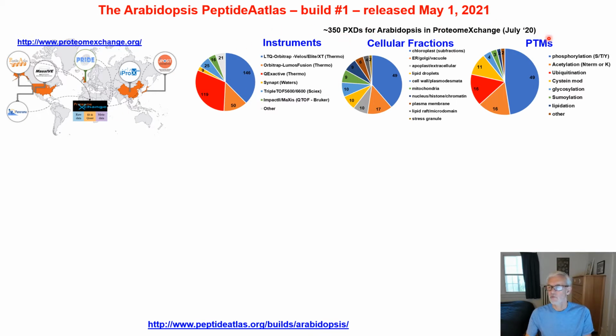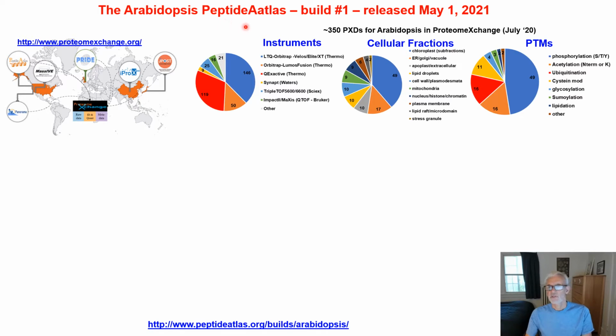And then we evaluate the different properties, the different features of the datasets. For instance, what instruments were used, were there particular subcellular fractions analyzed, for instance, chloroplast or ER, and what sort of post-translational modifications do these PXDs particularly study, and the most popular one being phosphorylation, followed by acetylation and ubiquitination.